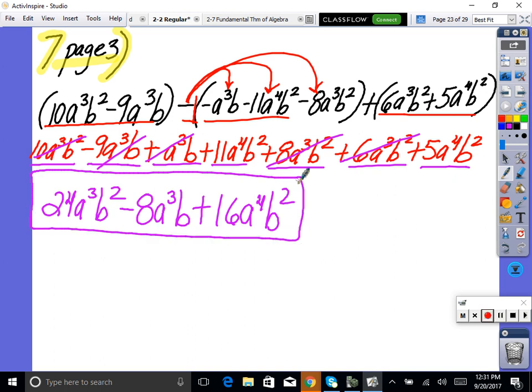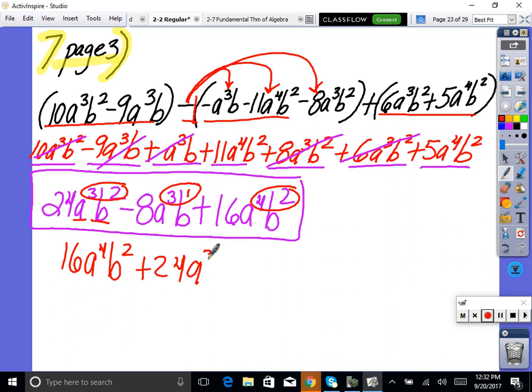Now actually, technically, my answer is not written in standard form, and you could see this on an ACT. So technically, here's why. Now, listen, because this confuses people. Even though we know by properties of exponents we can't add those, because they're not the same base, this would still be considered degree 5. When you multiply, you add. So this is still degree 5. So this is degree 4, and this is degree 6. So let's reorder this in standard form. 16a to the fourth b squared, positive, and then this one comes next, plus 24a cubed b squared, and then minus 8a cubed b.